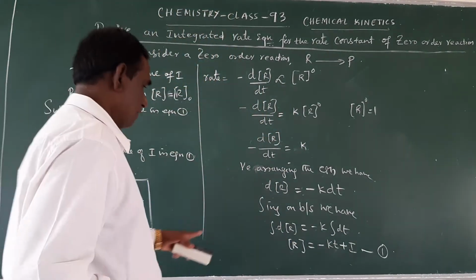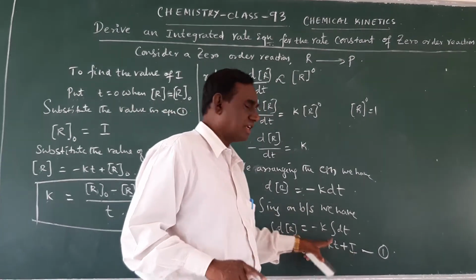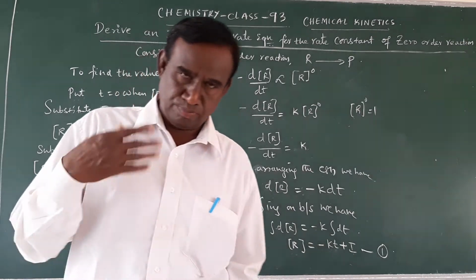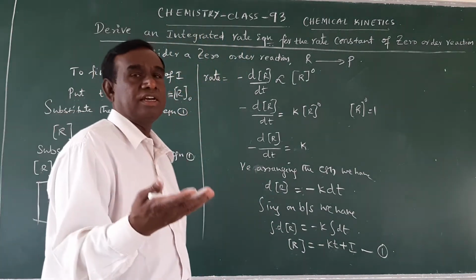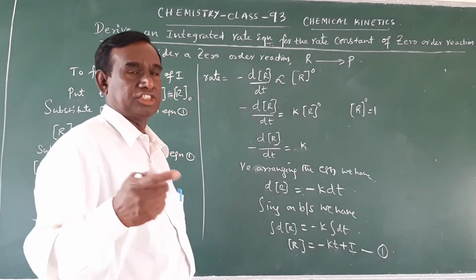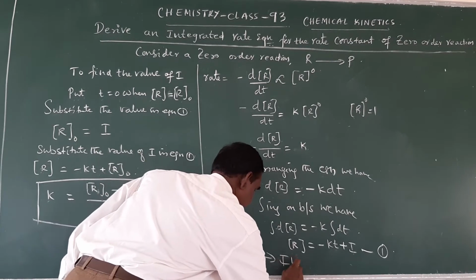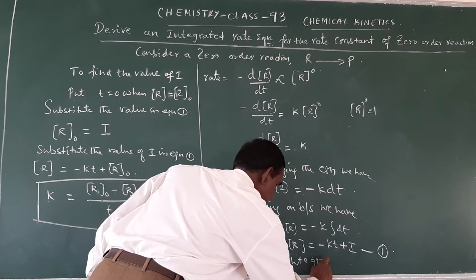But in this equation we have two constants. One is the integration constant, and the second one is the rate constant. Because we are going to calculate the rate constant, we have to nullify the integration constant I. So I is called the integration constant.